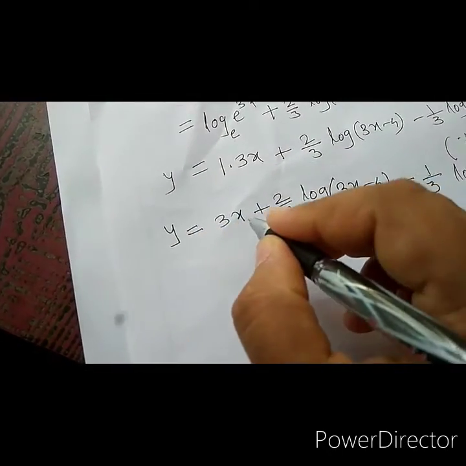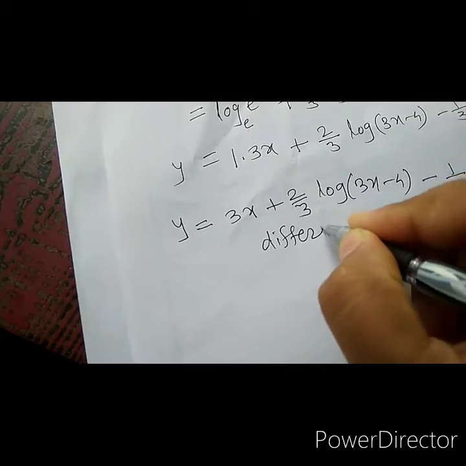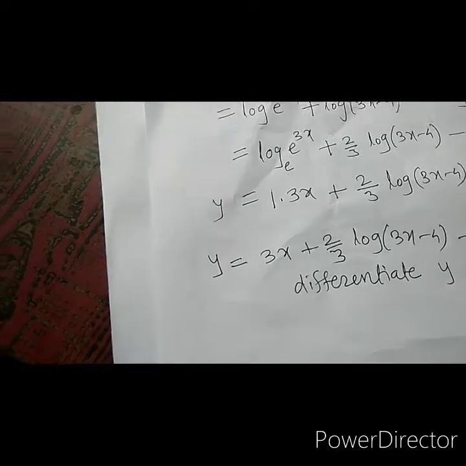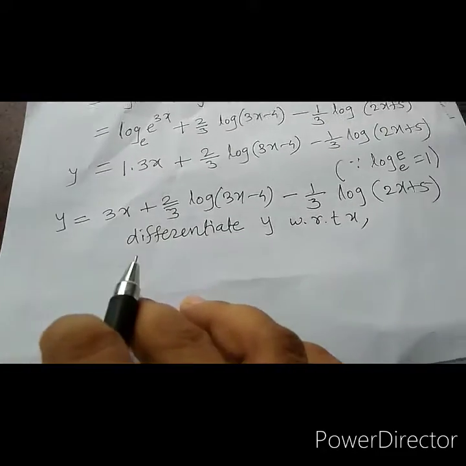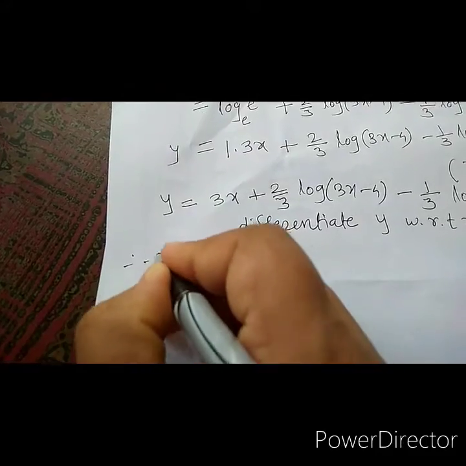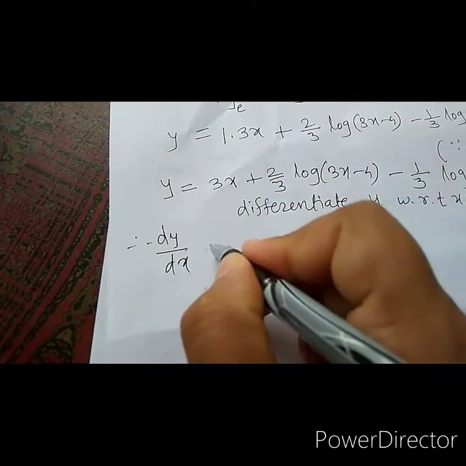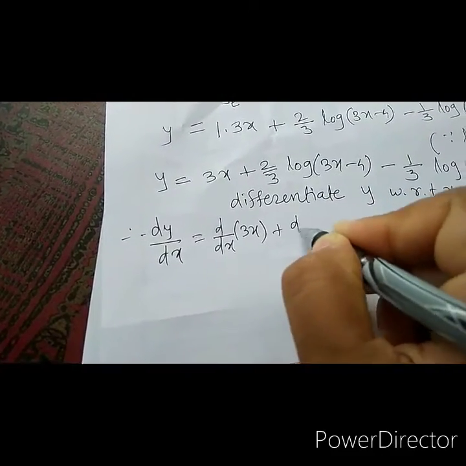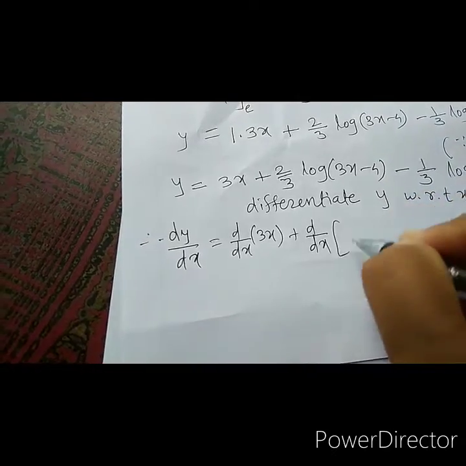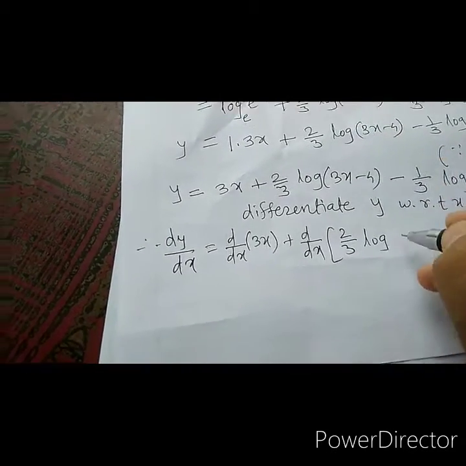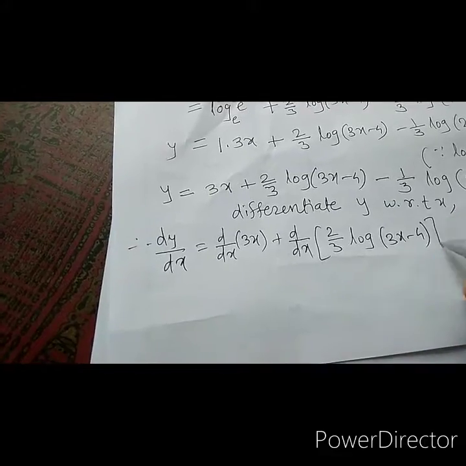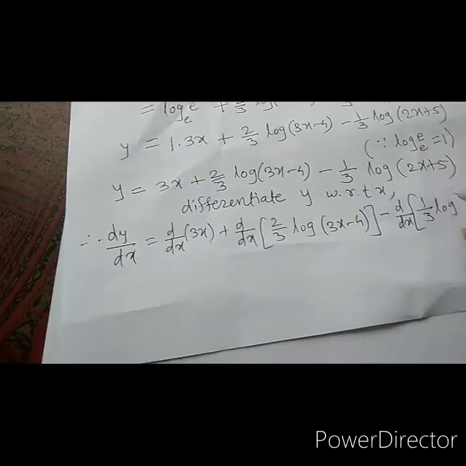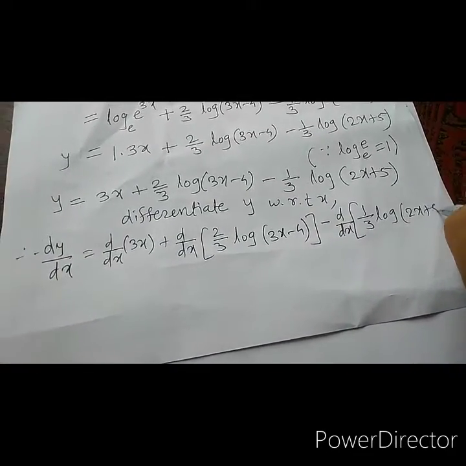y is a function given in the x variable, therefore differentiate y with respect to x, and therefore dy by dx is equal to d by dx of 3x plus d by dx of 2 upon 3 log of (3x minus 4) minus d by dx of 1 upon 3 log of (2x plus 5).